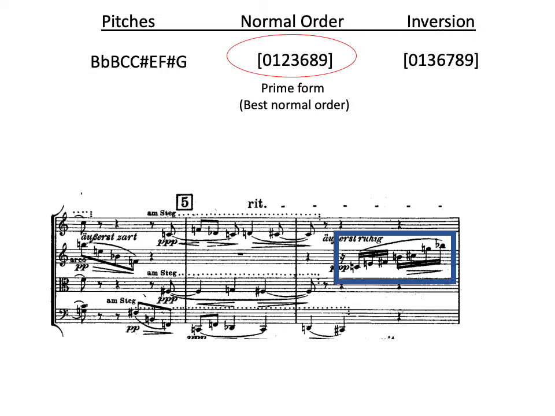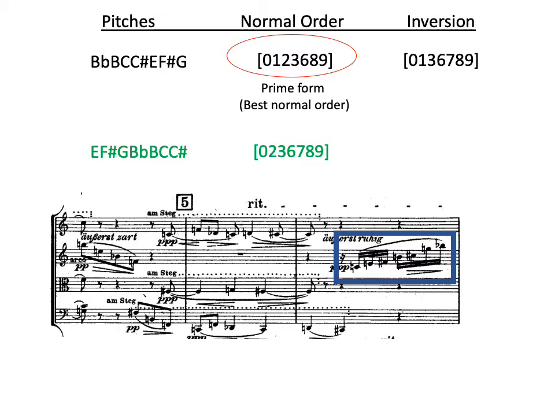That's maybe not the best normal order, because that set has its largest interval twice. It's got 3 half steps between G and B flat, but it's also got 3 half steps between C sharp and E. So maybe we should try stacking it that way: E, F sharp, G, B flat, B natural, C, C sharp. So we need to check that version of it as well. And that's a 0, 2, 3, 6, 7, 8, 9.